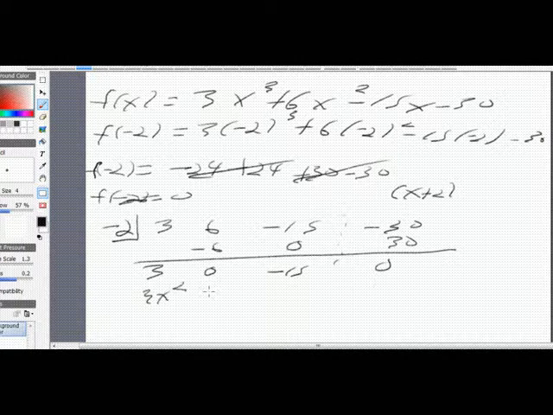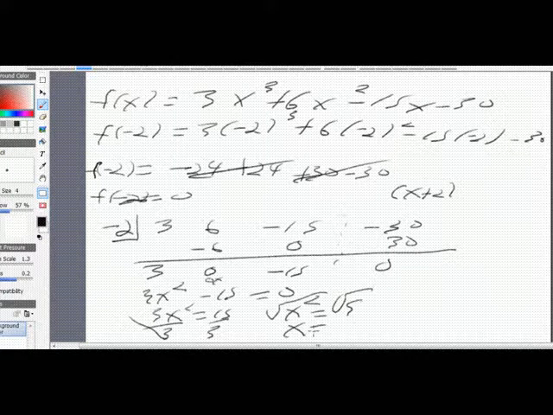That's 3x squared minus 15, because that is what? 0x right here. Minus 15 equals 0. How do you solve that? 3x squared equals 15, divided by 3, divided by 3. X squared is equal to 5. Take the square root, take the square root. X is equal to what? Plus or minus the square root of 5.